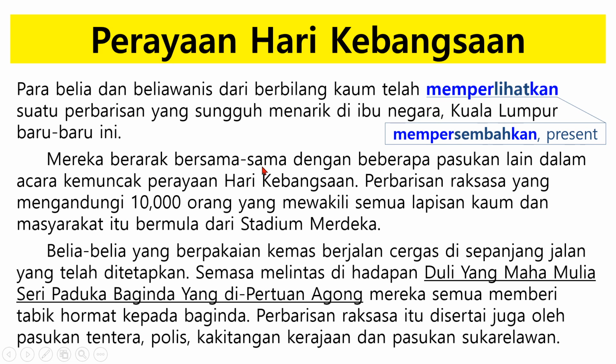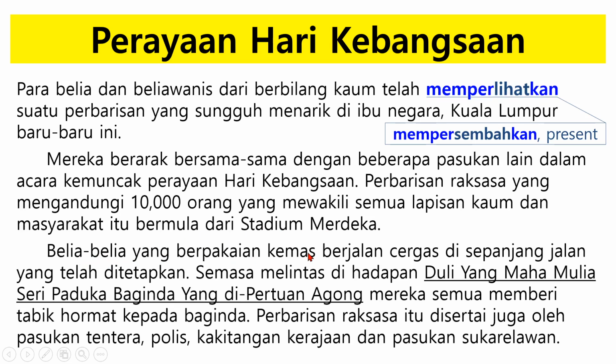Mereka berarak bersama-sama dengan beberapa pasukan lain dalam acara kemuncak Perayaan Hari Kebangsaan. They marched together with other teams in the peak program of the National Day celebration. Perbarisan raksasa yang mengandungi 10,000 orang yang mewakili semua lapisan kaum dan masyarakat itu bermula dari Stadium Merdeka. The gigantic march, which consists of 10,000 people who represent all the races and community, begins from Merdeka Stadium.